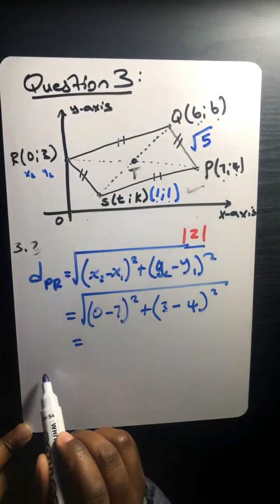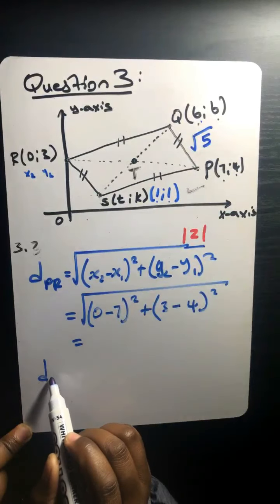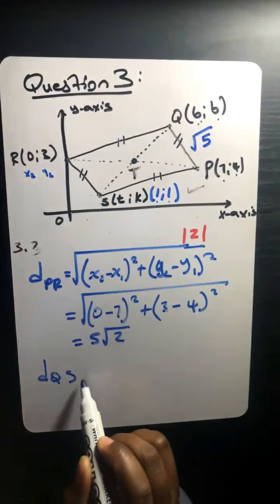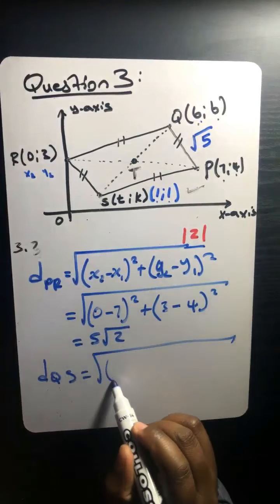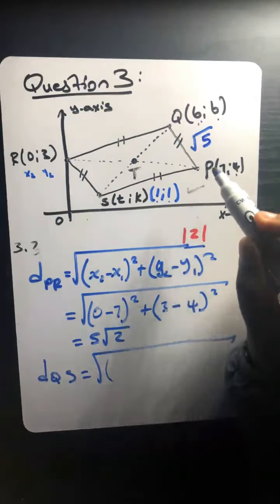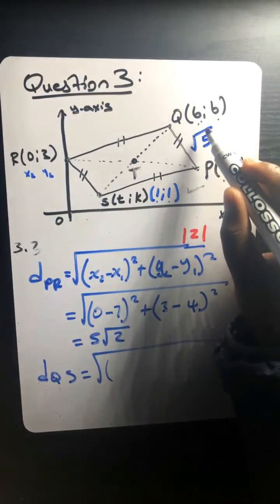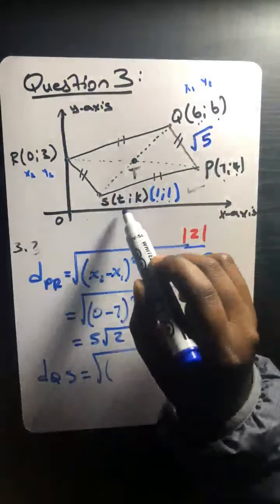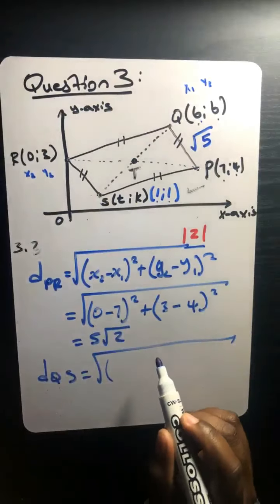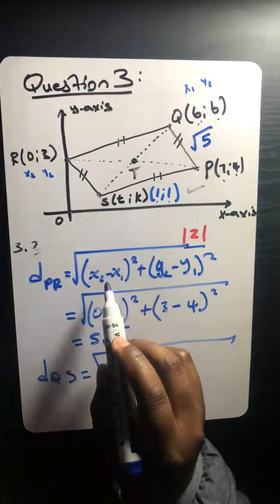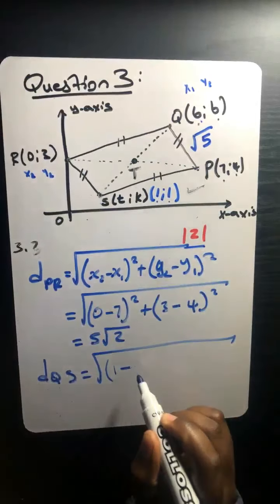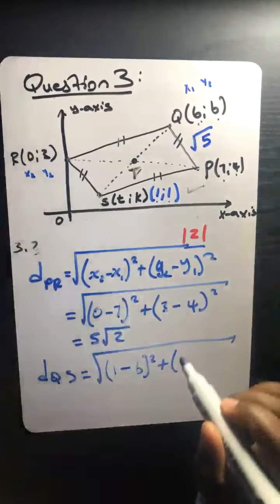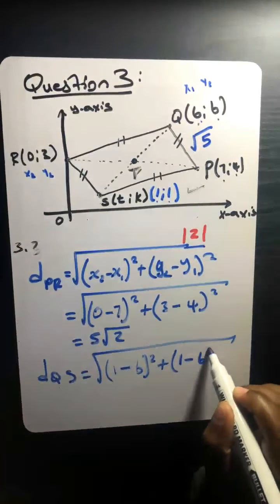Anyone who's got an answer for that? Let's also calculate the distance. 5 root 2. Thanks. So let's also do that for QS. Remember, between Q and S, the one that comes first is Q. So these are my X1, Y1, and these are my second values. My X2 is going to be 1, minus my X1, which is 6, squared, plus my Y2 minus 6, squared.